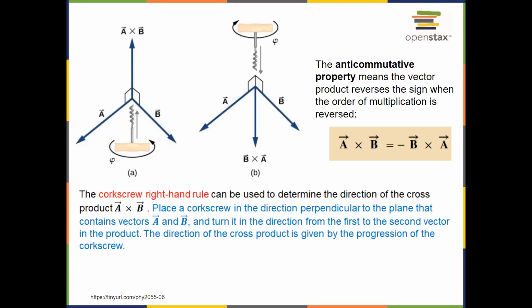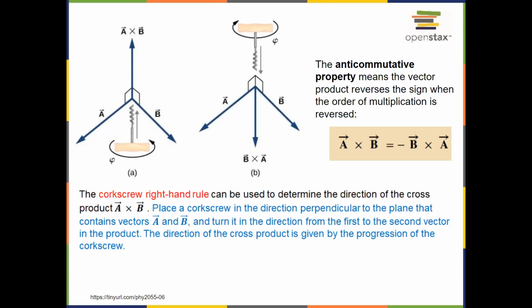Use your right hand and put up three fingers: the thumb, this finger, and the middle finger. Then A cross B will give you C. Put it this way, so the middle finger is perpendicular to the two. If you are doing A cross B, it gives you C in that way, and so it goes that way.